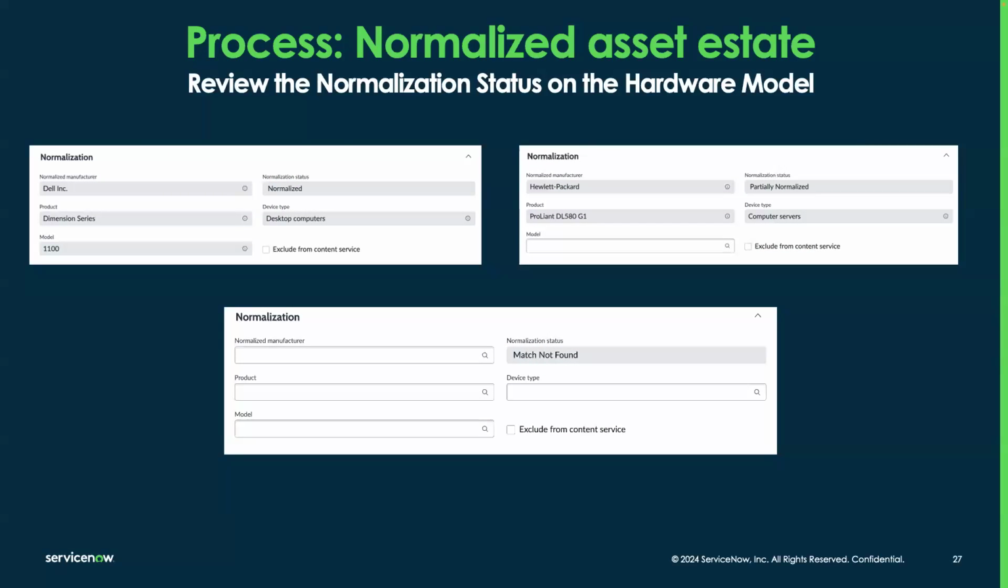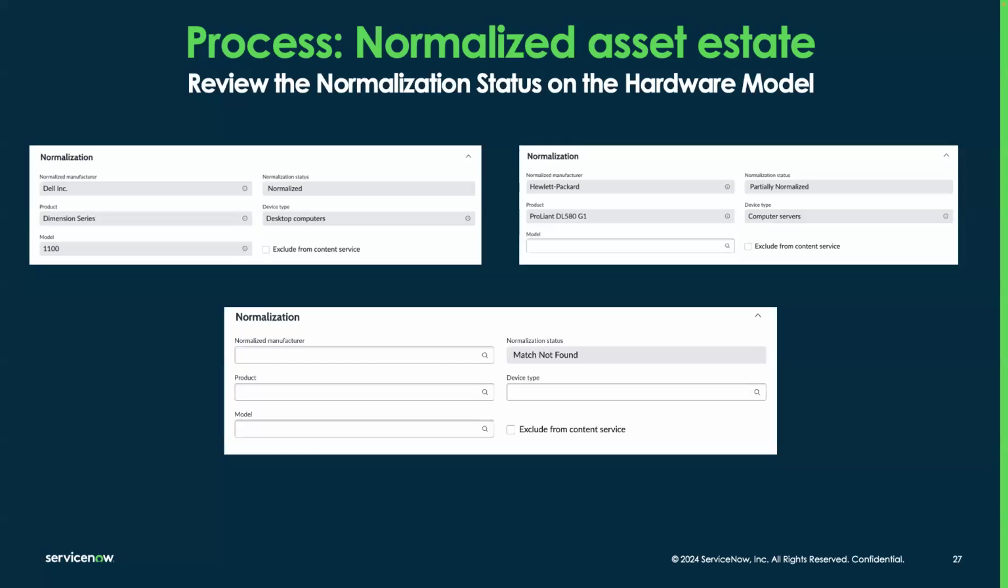Now, we have a couple things when we start to look around. We talk about normalization of those hardware models and your asset estate. On your hardware model, there's a section called normalization. These are three of the very common states you'll see when you look at your hardware models. The first one, on the upper left, is normalized, and you see that it's fully normalized with the manufacturer, product, and model. You also see that the device has been normalized as well.